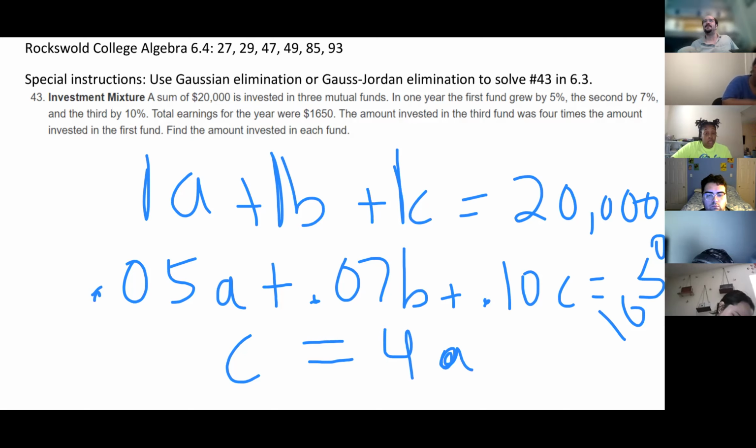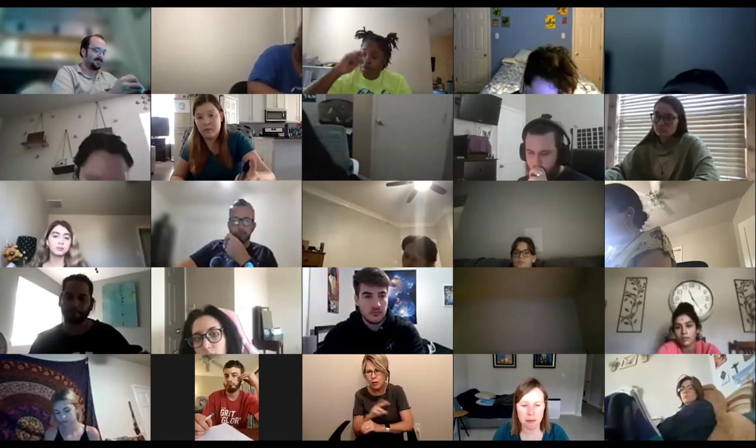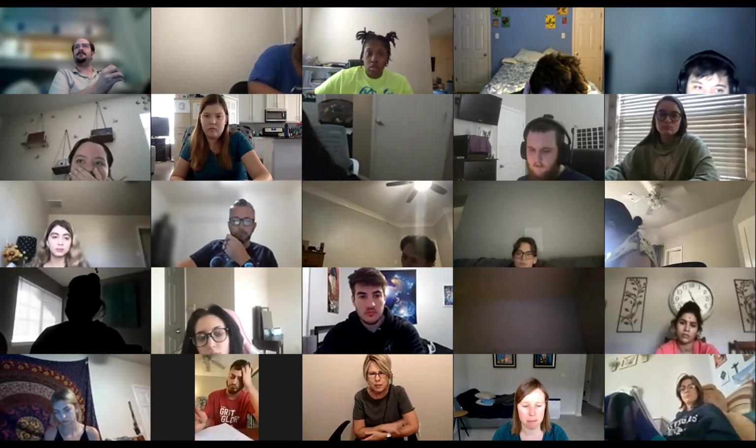And we want to put this into a matrix. These first two look like they're ready to get put into a matrix. This last one, we've got to move things around a little bit. You need to move C to the other side? You can move C to the other side. So if we did that, that would be 4A plus C, right? Well, if we move it to the other side, we'd have to subtract it. It would have to be minus C. So 4A minus C.